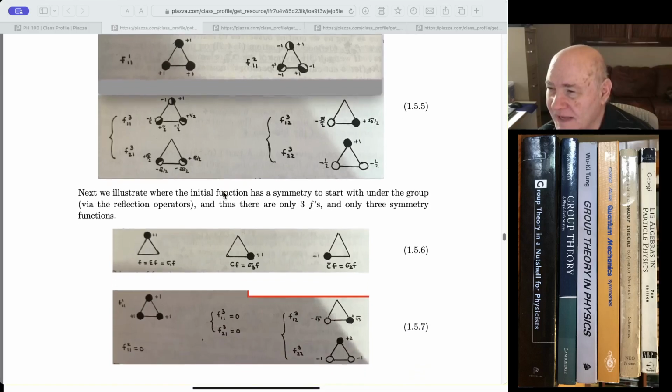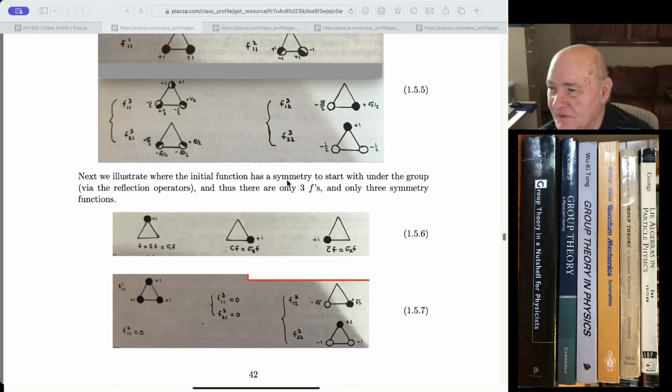But let's just show what happens if we start with a special function that has symmetry to start with under the group. So here we have this f, and this is symmetric under the reflection about the y-axis. So it already has a symmetry with respect to the group. Same thing here, if we counterclockwise rotate, we get that, but this was also symmetric under the reflection through this median, and this is symmetric with respect to that median.